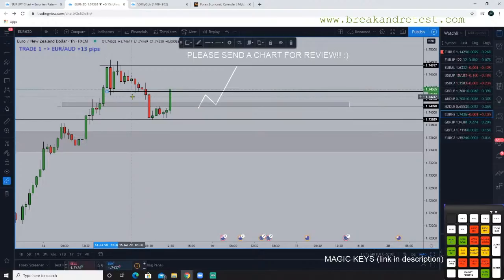USD CAD still has that support coming up, so I wouldn't trust it. I think the best on CAD pairs would be to wait for the news.